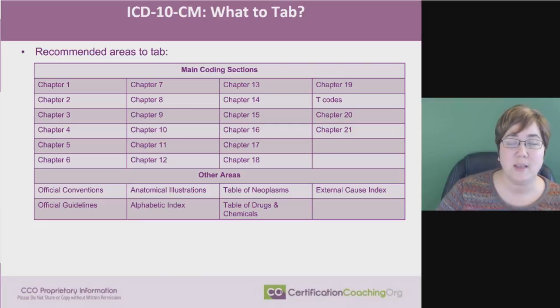Other areas at a bare minimum, besides the individual chapters in the tabular section of ICD-10, where else would I recommend that you put tabs? Well, there's lots of places. I would tab the conventions, right up the very front where it tells you how to use the book and what the different things mean, right? What NEC means, what NOS means, what brackets mean, what parentheses mean, what and or, and all those different things are up there in the conventions.